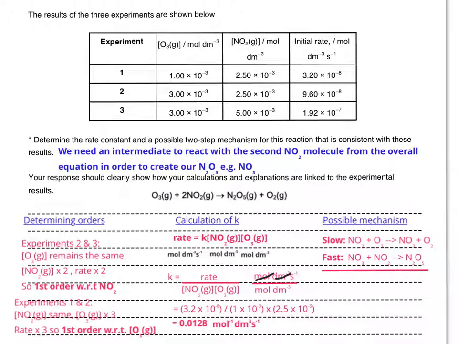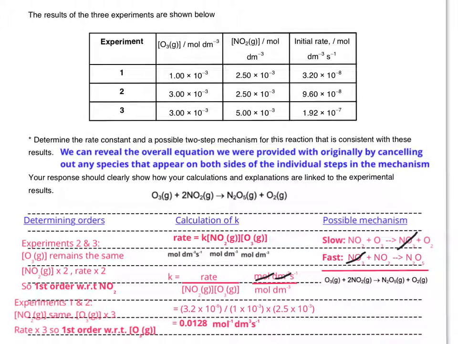Now we also need an intermediate to react with the second NO2 molecule from the overall equation in order to create our N2O5. So we could use NO3. Now I know NO3 doesn't sound like a likely species, but remember it's an intermediate, so it doesn't have to exist for very long. It can simply be created in one step and used up in the next.